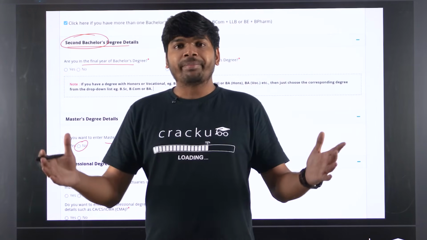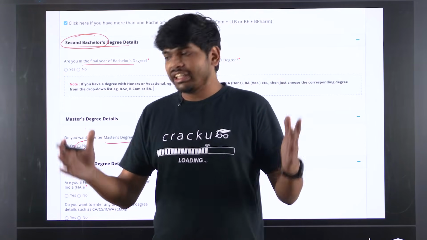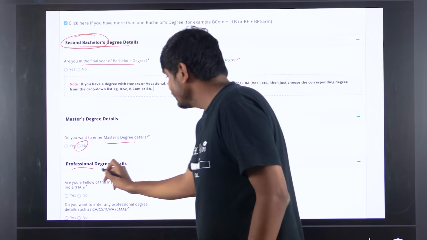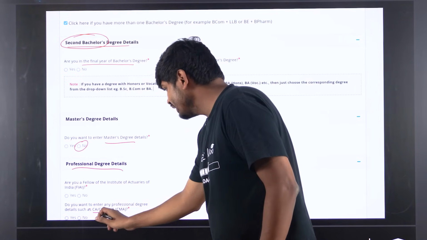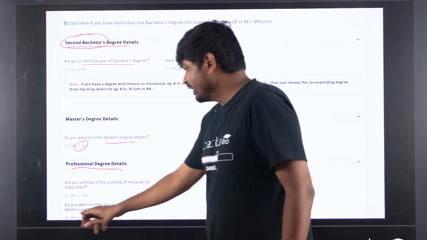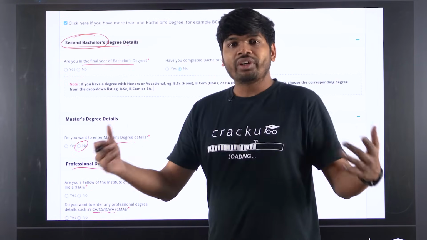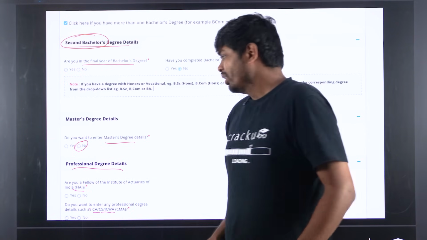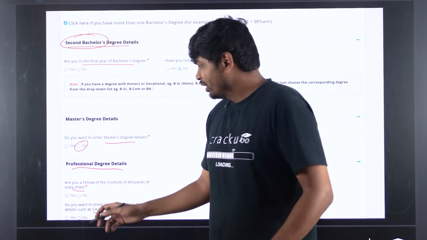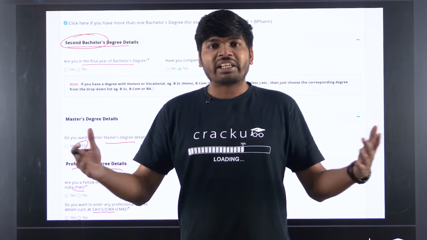There might be some people who have done some professional degrees. If you have done some professional degrees, for example, if you have done CA, CS, ICWA, just select yes. If you have not done, select no. Same for the FIAI. If you are a fellow of this institute, just select yes, otherwise select no.